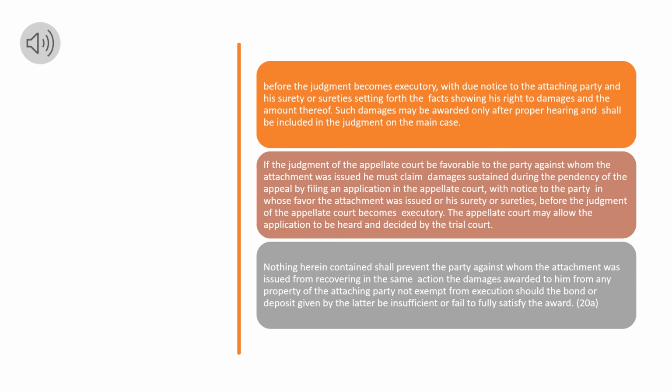If the judgment of the appellate court be favorable to the party against whom the attachment was issued, he must claim damages sustained during the pendency of the appeal by filing an application in the appellate court, with notice to the party in whose favor the attachment was issued or his surety or sureties, before the judgment of the appellate court becomes executory. The appellate court may allow the application to be heard and decided by the trial court. Nothing herein contained shall prevent the party against whom the attachment was issued from recovering in the same action the damages awarded to him from any property of the attaching party not exempt from execution should the bond or deposit given by the latter be insufficient or fail to fully satisfy the award.